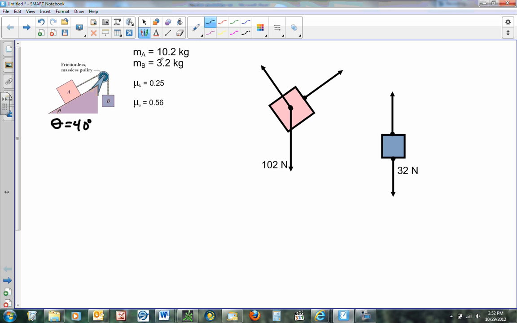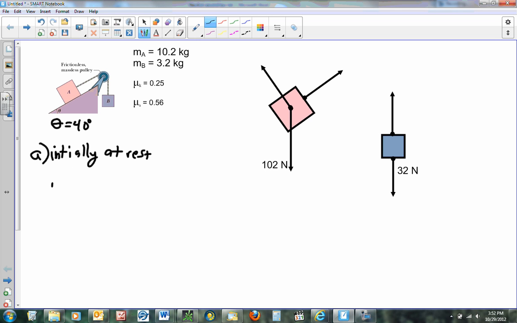But you're given that MA is 102 newtons, MB is 32 newtons, and then you have all these situations. In the A situation, they want to know what happens if you just let go and it starts from rest. In other words, initially at rest. Well, some things we know that won't change, that we can find.